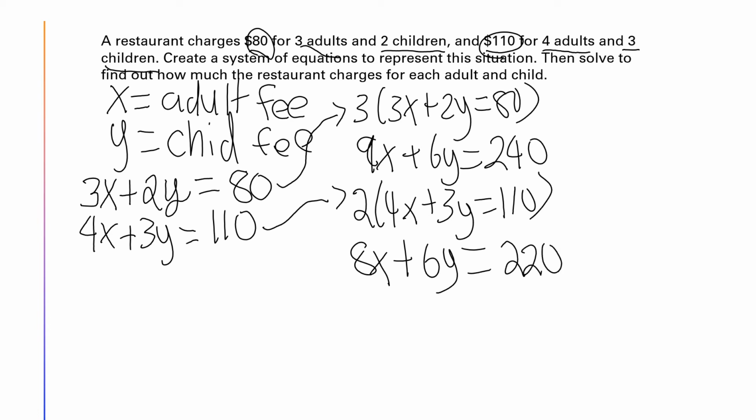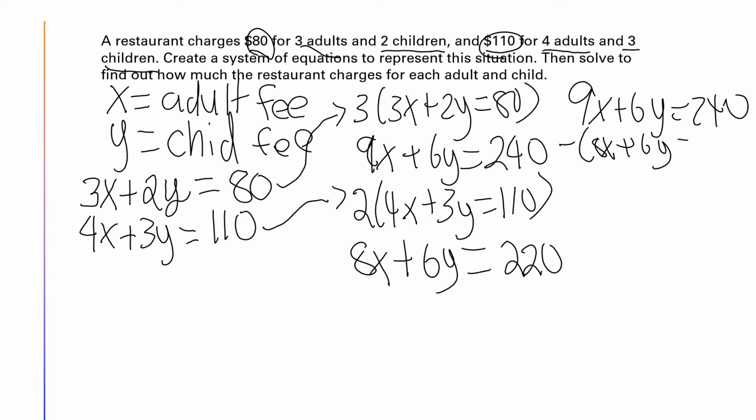Now we can subtract the two equations. So 9x plus 6y equals 240 minus 8x plus 6y equals 220. 9x minus 8x equals x. The 6y's cancel out, and 240 minus 220 is equal to 20.